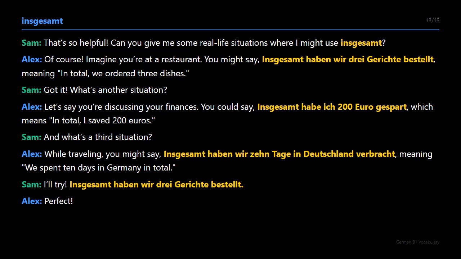And what's a third situation? While traveling, you might say, Insgesamt haben wir 10 Tage in Deutschland verbracht, meaning we spent 10 days in Germany in total. I'll try. Insgesamt haben wir 3 Gerichte bestellt. Perfect.